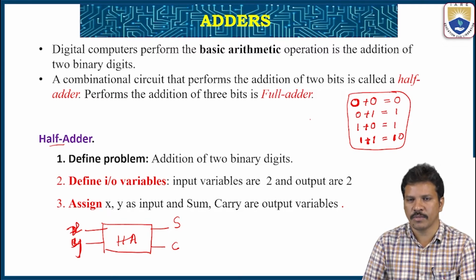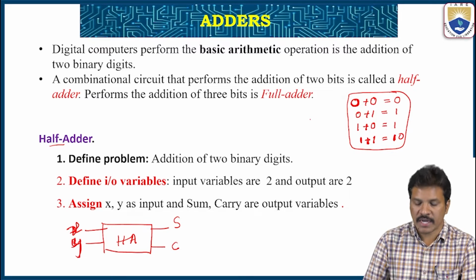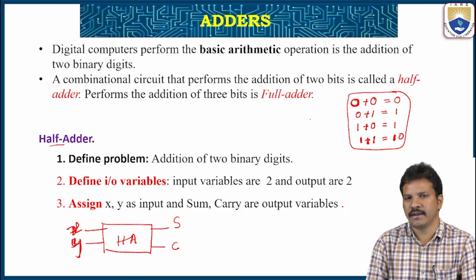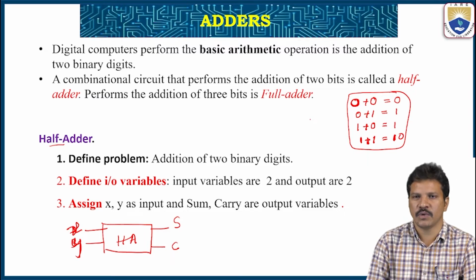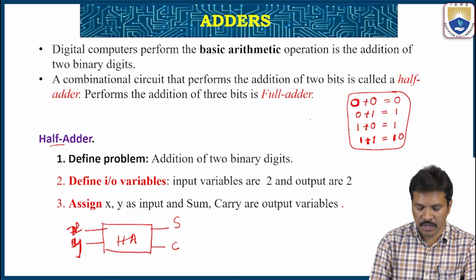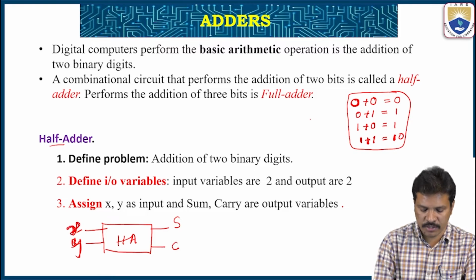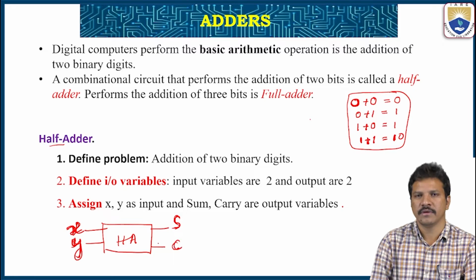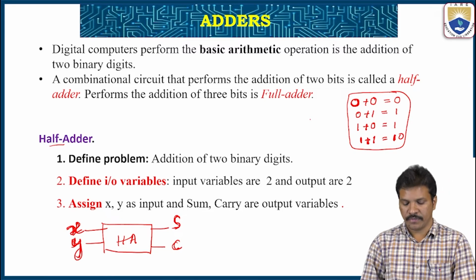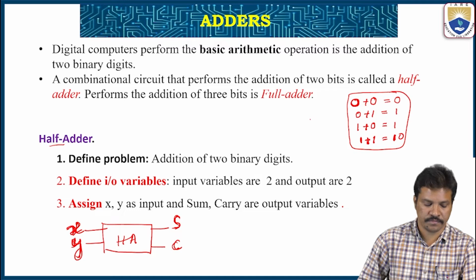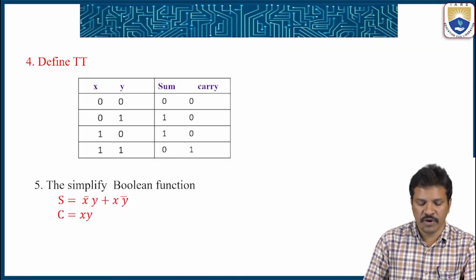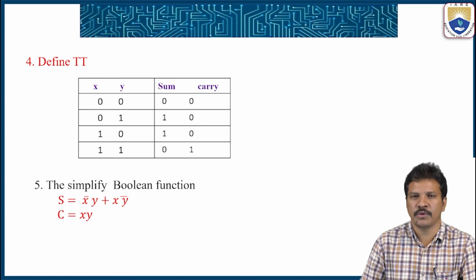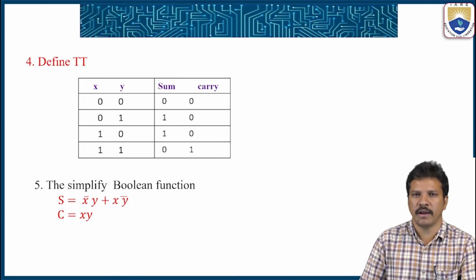Sum and carry can also be represented with S and C. So, assigning English letters as variable names to those inputs and outputs: X and Y are the inputs, and sum and carry are the outputs. These are the 3 steps. Next, the fourth step: defining the truth table. Make the truth table for the half adder.